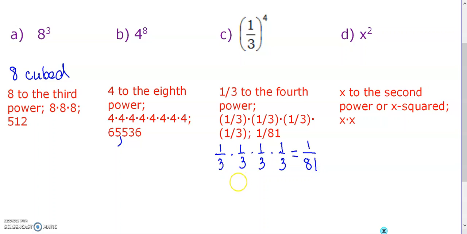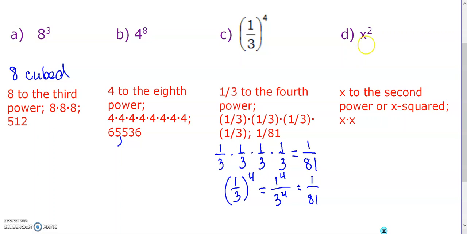You might also see, and we're going to work with exponents later on in a future unit, that when you have a base, like a fraction, raised to a power, you can also write it out this way. You're distributing the power to both the top and the bottom. So that would be 1 to the power of 4, which is 1, and 3 to the power of 4, which we've already evaluated to be 81. So that's how you could do it also.